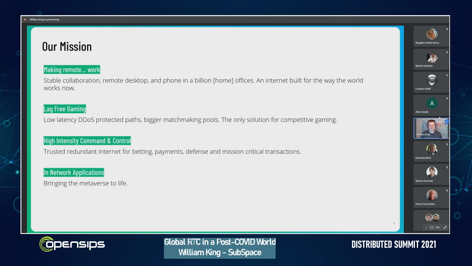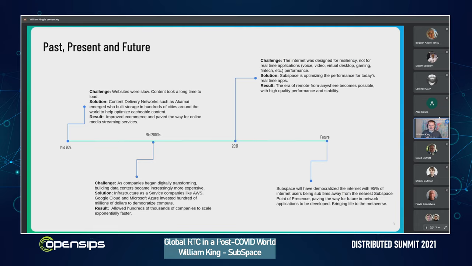Past, present, and future. Akamai in the mid-90s democratized the internet in terms of storage. You could store files all over the planet, and Akamai was one of the first to make it so you could have an API to store one file anywhere. Amazon came through and did that later for compute. With a quick API, you can put compute anywhere. The problem is, nobody's ever really done it for network, or at least not for low latency, real-time networking. And that's where Subspace comes in. We're democratizing that third leg of what the internet is.